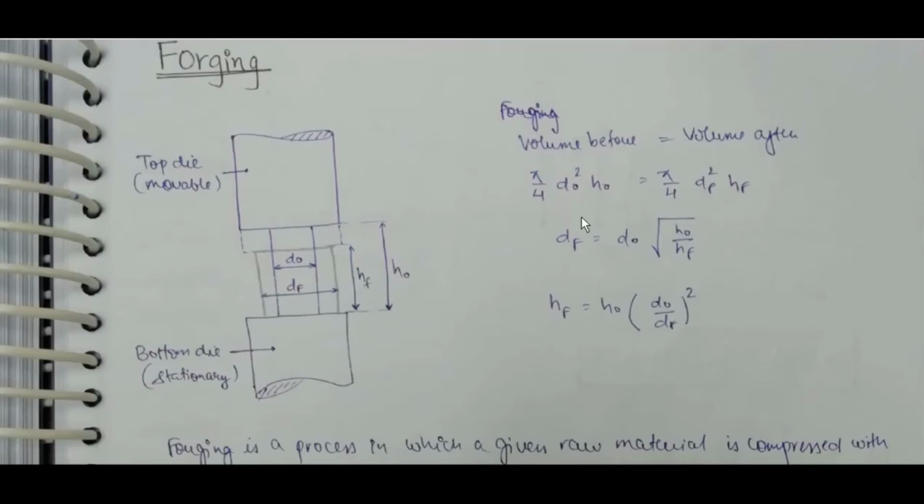Sigma is equal to E epsilon, sigma is equal to E delta L by L, delta L is equal to sigma L by E.